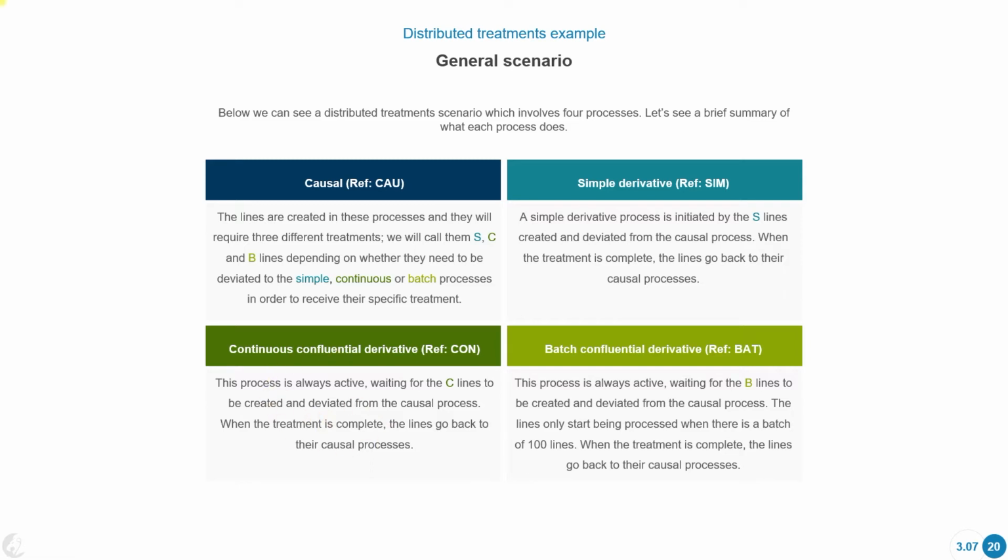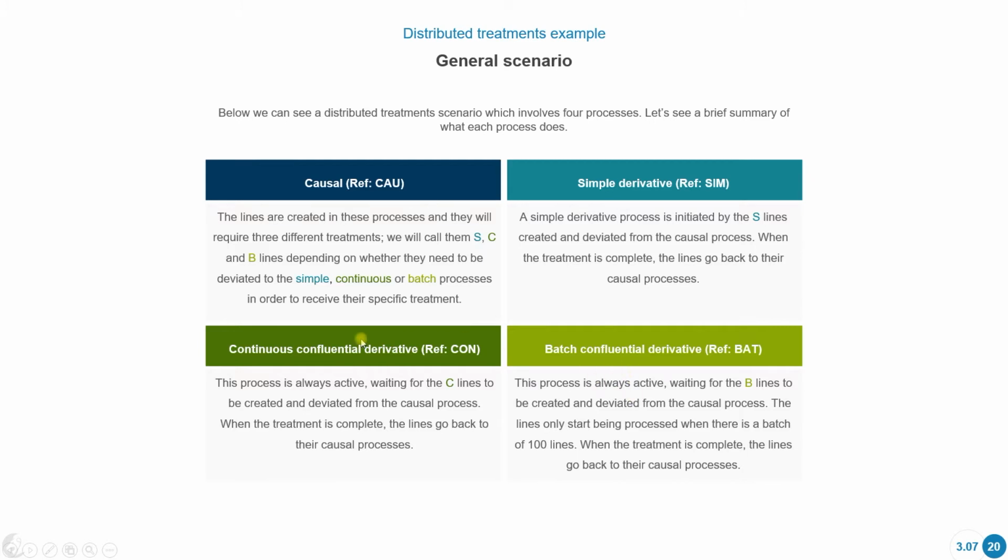The flow is going to be stopped in an intermediate message event, and the flows entering this intermediate message event are going to be treated. Once their treatment has finished, the lines are going to go back to the causal process. And here we have another one.